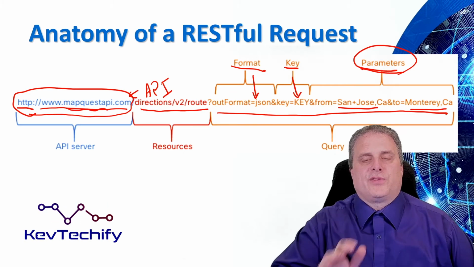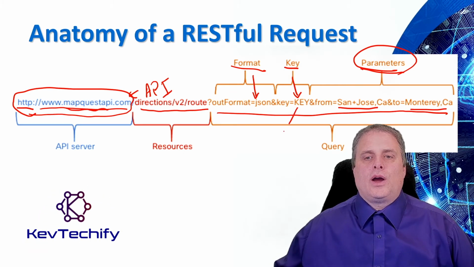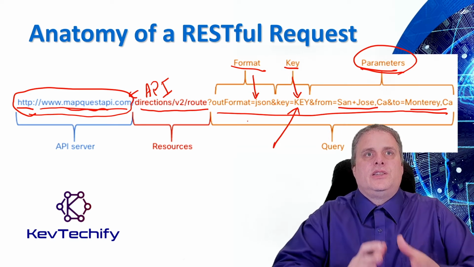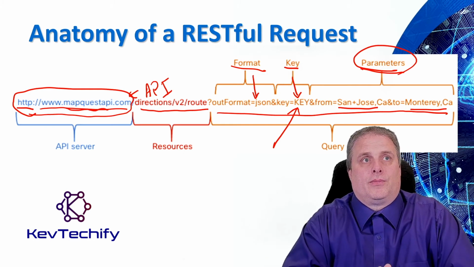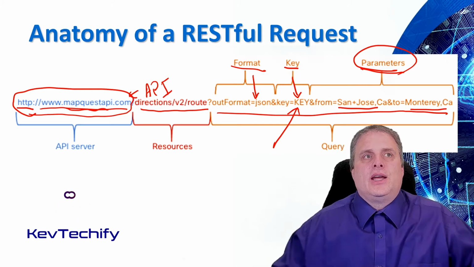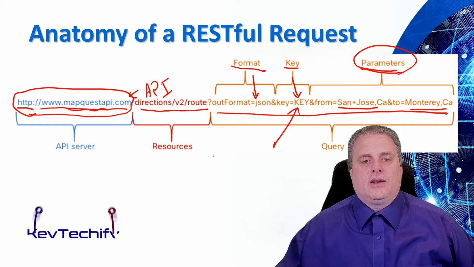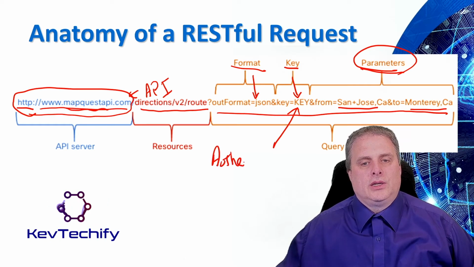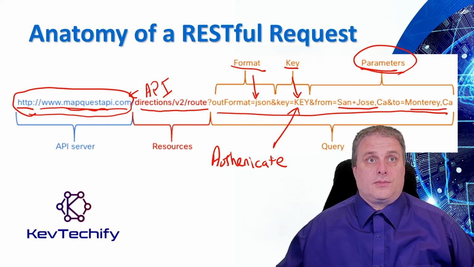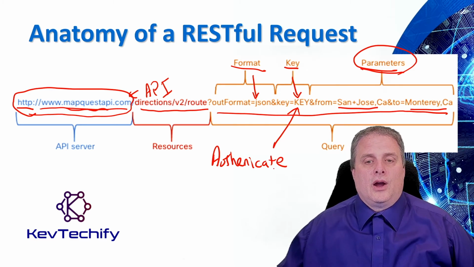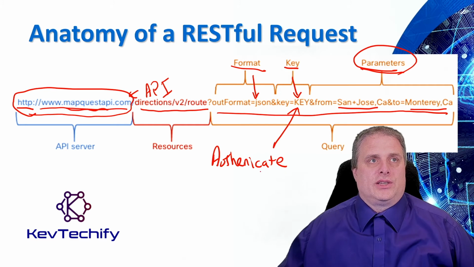A lot of RESTful APIs, they require this key right here. Now, the key is used to identify the source of the request, where the request came from. A couple reasons to do that. One would be to authenticate who is making that request. If you have to pay for that key, for that data, make sure that you're authorized, or at least just have an account on the system.